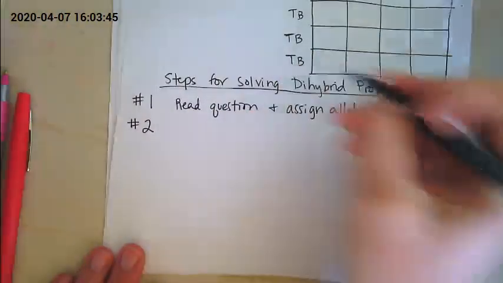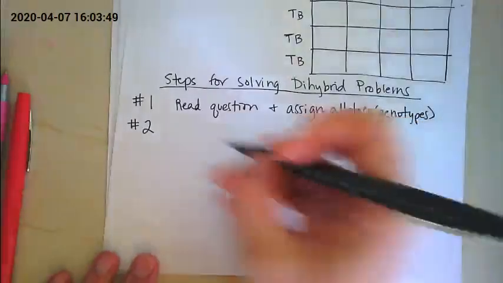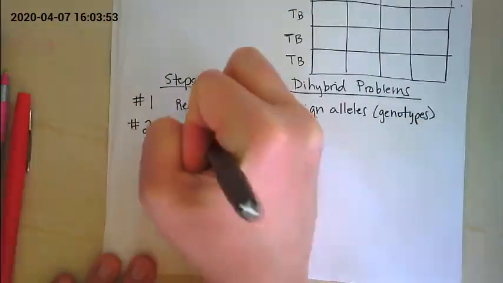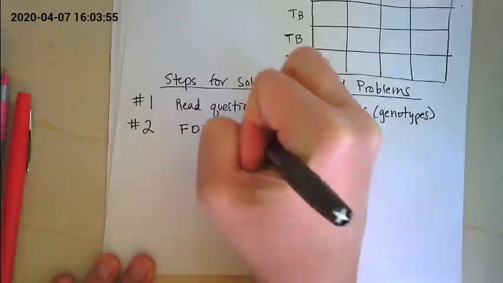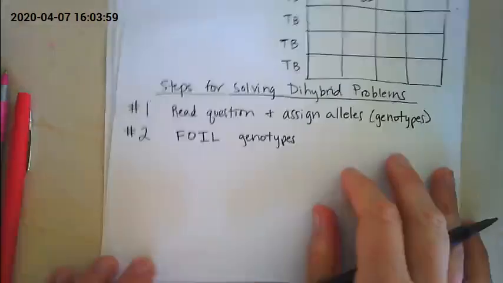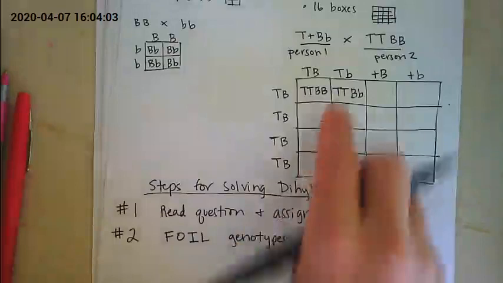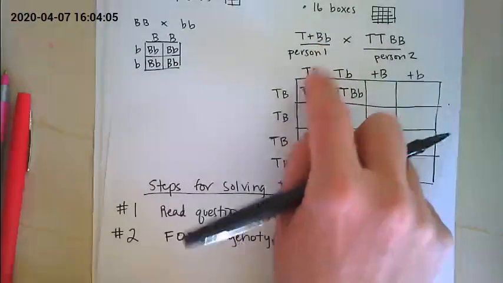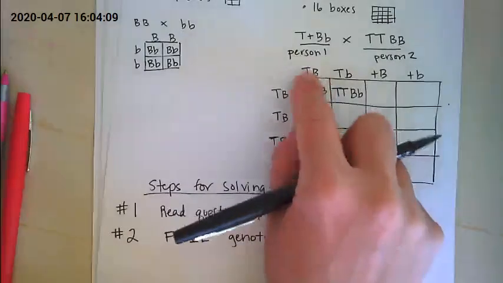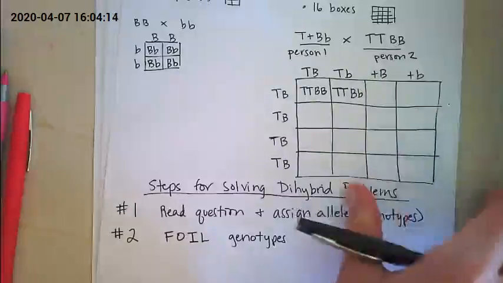Step 2, this is where, hang with me, folks. We're going to do something called, we're going to foil the genotypes. This is how we go from a diploid genotype to a haploid gamete or sex cell. We have to foil this.